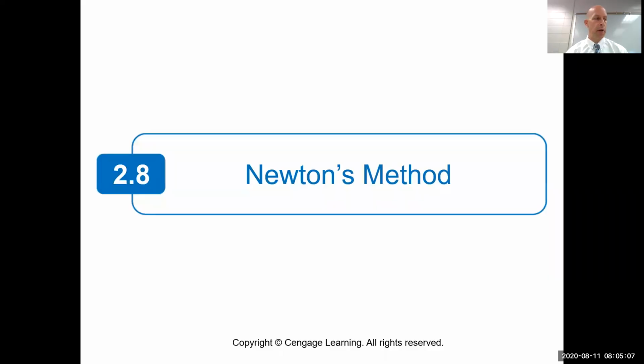Today's lesson is on section 2.8, something called Newton's method. Now, you may be wondering, wait a minute, Mr. Allen, I thought we were starting with chapter 3. We are, but I'm going back to chapter 2 for this section because I don't believe it was covered last year, and it is part of the BC curriculum, so I'm covering it now. Newton's method, hopefully you know that Newton is referring to Isaac Newton.